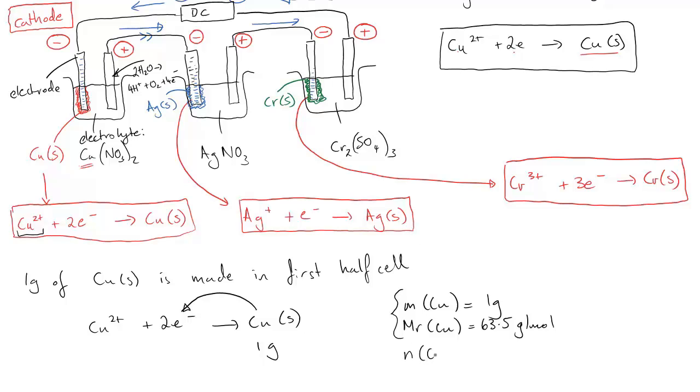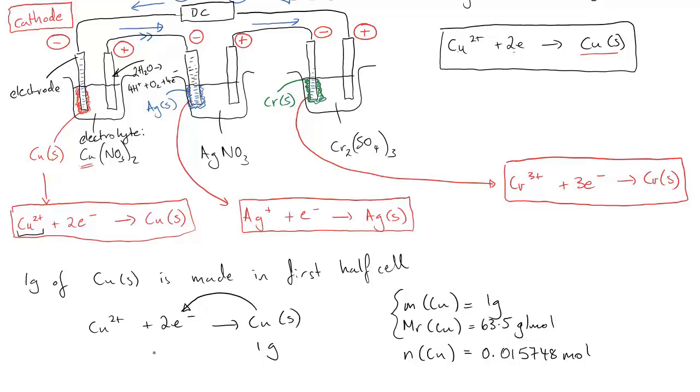Using that information, we can work out the moles of copper that are being deposited. So I'll just calculate that. 1 divided by 63.5 is 0.015748 mole. So that's the mole of copper solid.